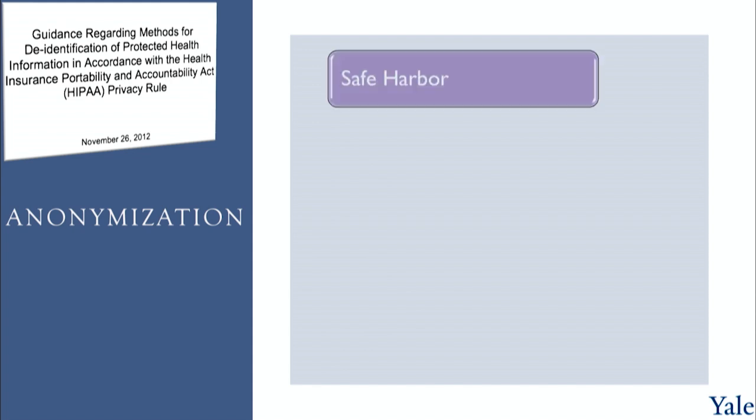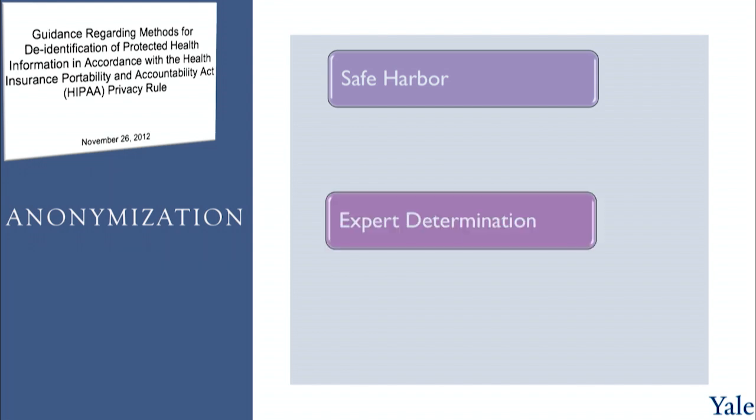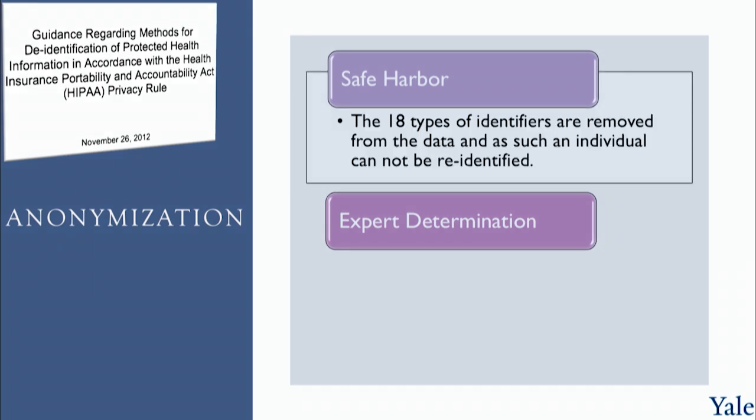But first, let's talk about anonymization. These are the procedures that are set forth to anonymize data, to remove ePHI. We often need to anonymize data both for research purposes and for other storage, in such a way that it lowers the risk, essentially. There are two basic methods for anonymization. One is called safe harbor, and the other is called expert determination. Safe harbor is the simplest. The 18 types of identifiers are removed from the data, and as such, an individual cannot be re-identified.